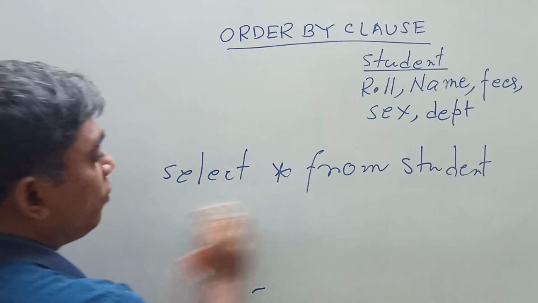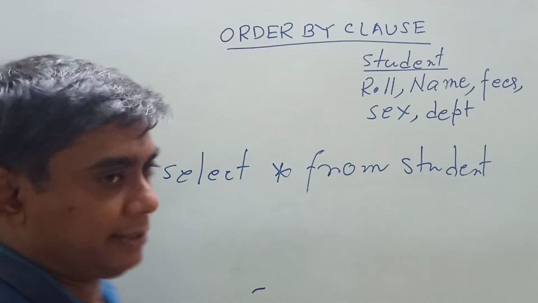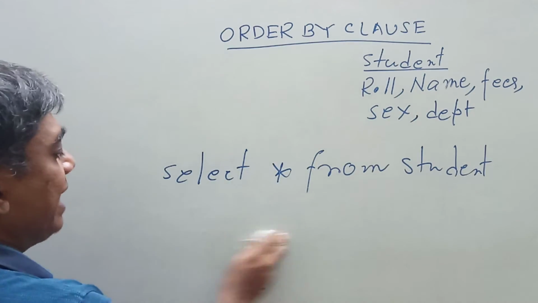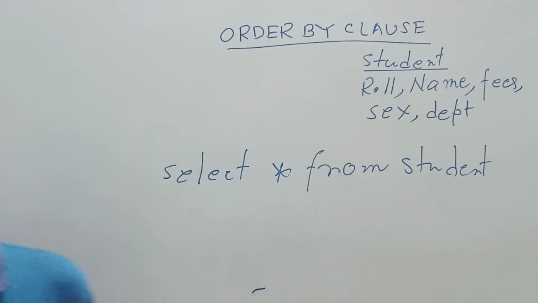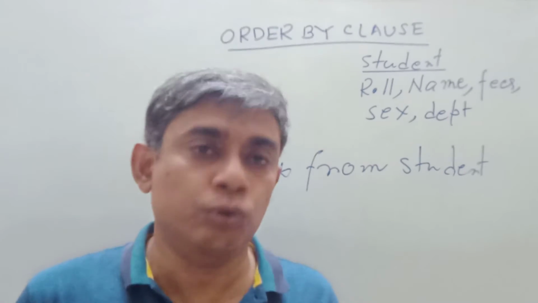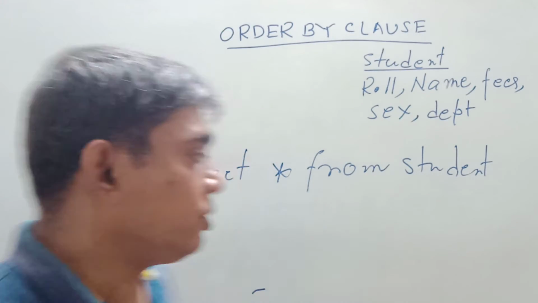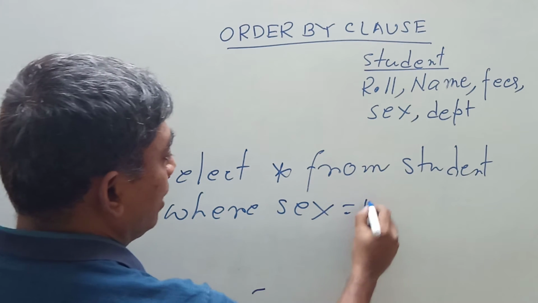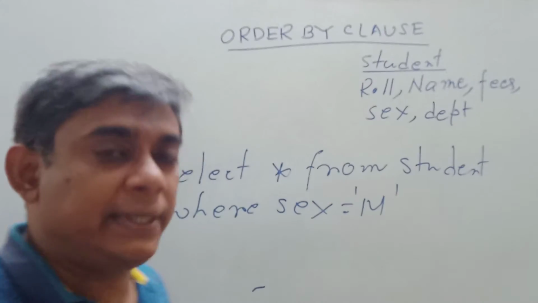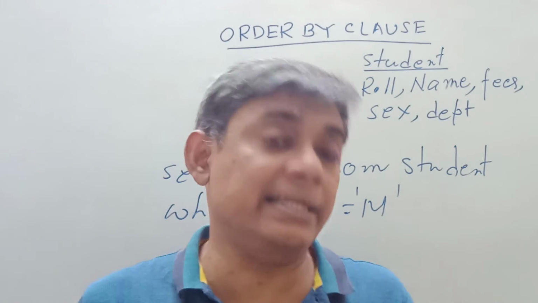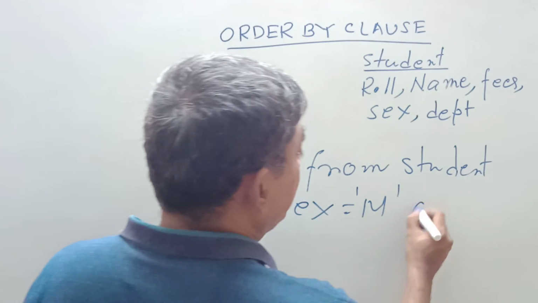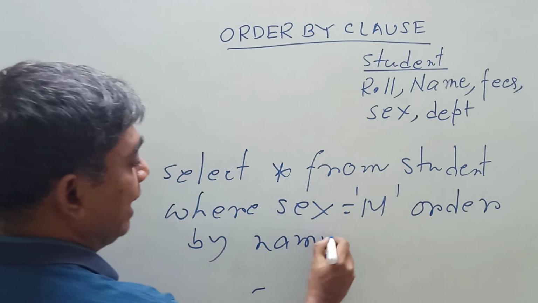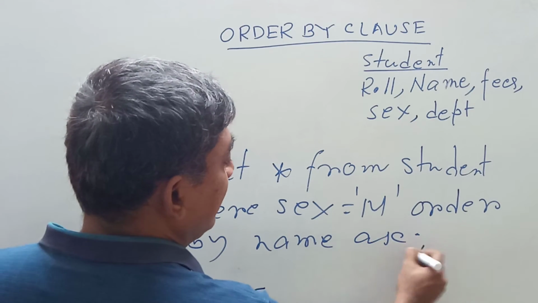Display details for all the male students in ascending order by their name. Display details for all the male students. So here there is a condition. So for condition, we write where sex equal to M. M is for male. After that, in ascending order by their name, we have to write order by. Then we write name, and for ascending, we write ASC.